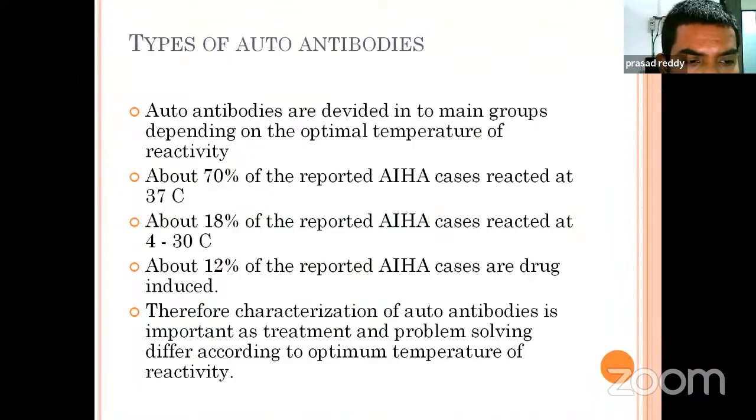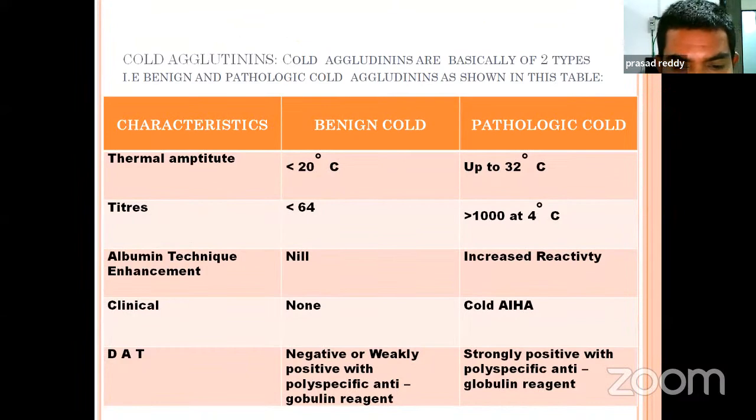Next, if we go for direct antiglobulin test, we can find it is negative or weak positive with polyspecific antiglobulin reagent, and we can find strong positive with polyspecific antiglobulin reagent in pathologic cold antibodies.